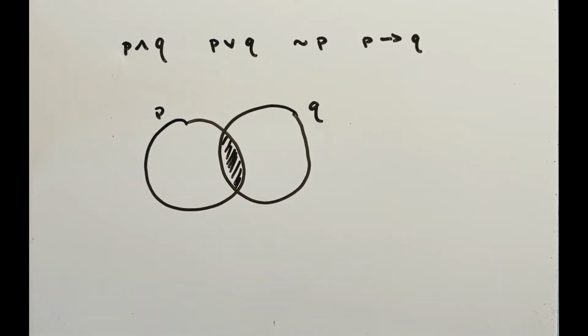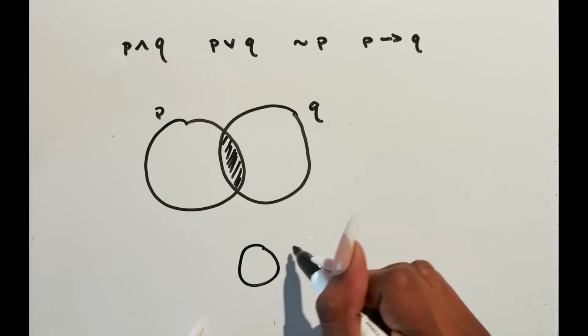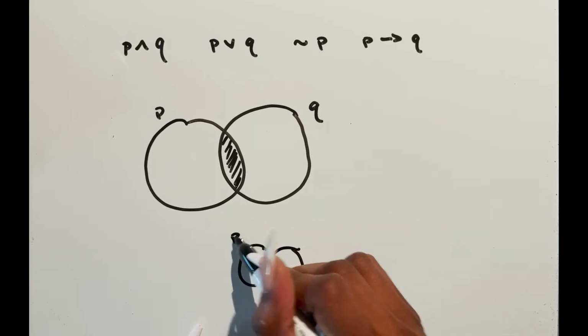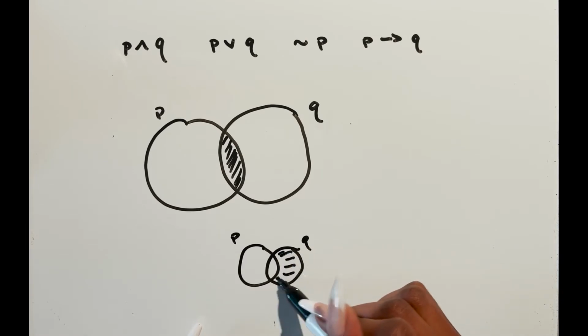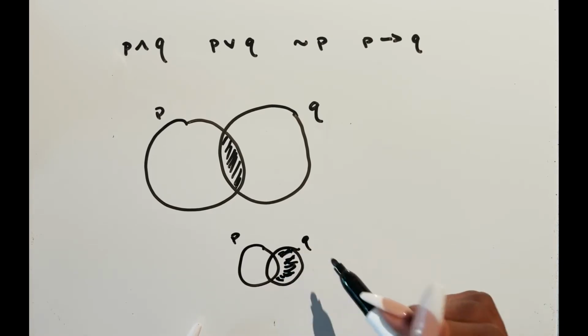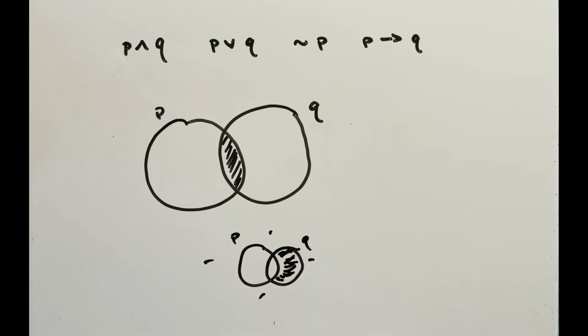For example, let's say that P is false, or in other words, P is outside of the bounds of our set. This may look like set P and set Q, and let's say that everything that is not P is this part of Q and everything on the outside. The logic statement P and Q is false because it does not exist in the intersection of our two sets.